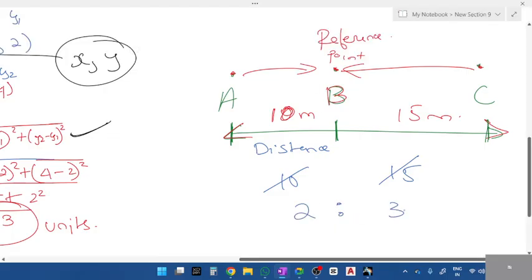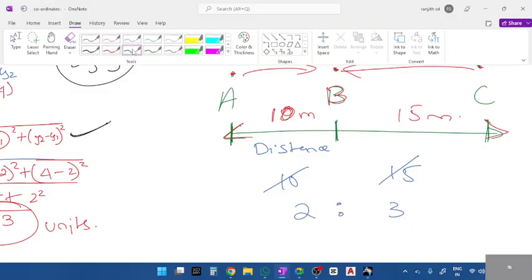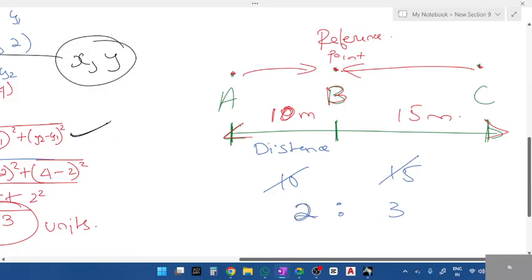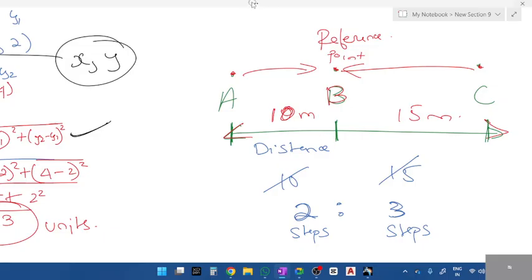2 is to 3. Okay, I'll explain like this. For every 2 steps A takes, how many steps will C take to reach B? 3 steps, right? So A will reach B quicker than what C would take. This is the practical application of this section formula which we are going to study.